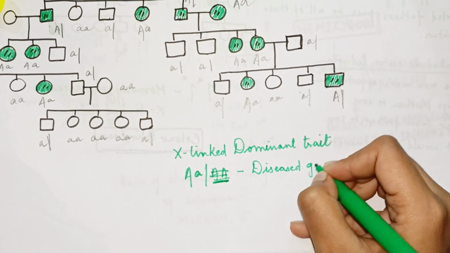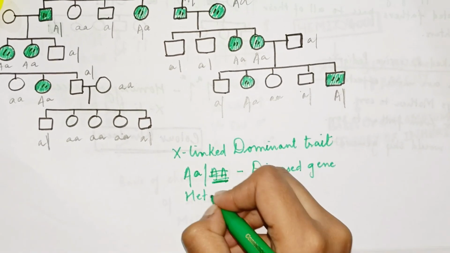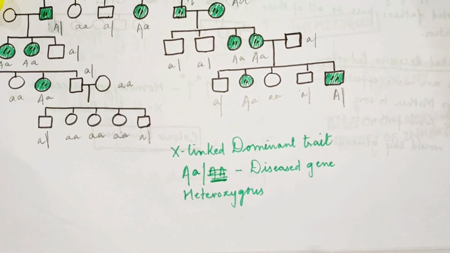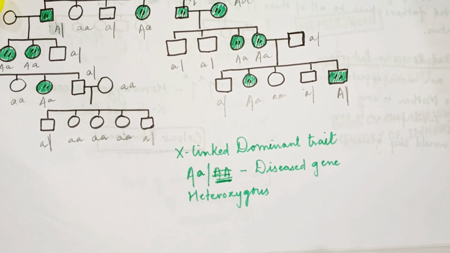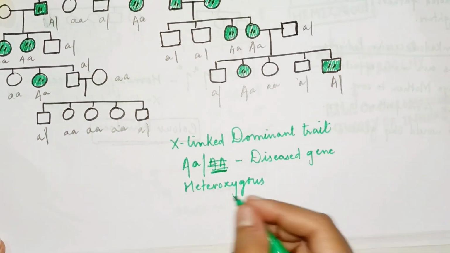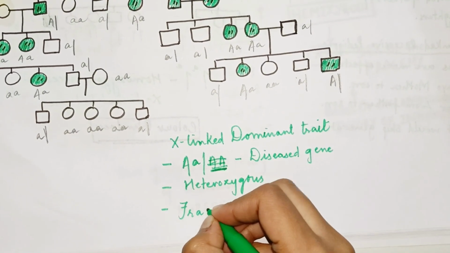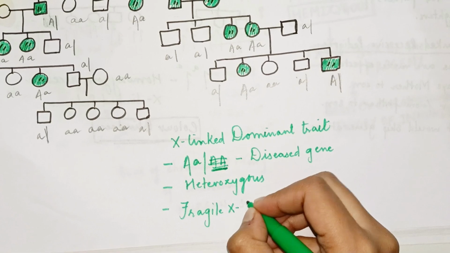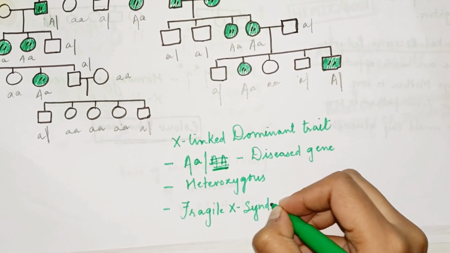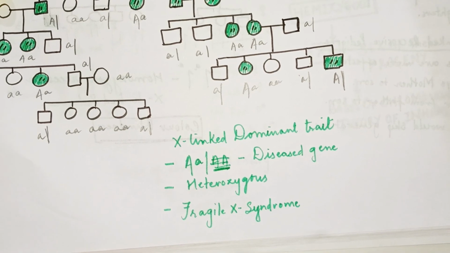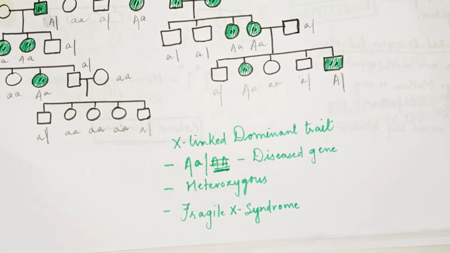Diseased gene, heterozygous. So there can be two to three types of questions. Is it heterozygous? What can be the gene? What is the nature of the pedigree? This is an example of fragile X syndrome. There are other examples of X-linked traits like hemophilia, Hunter syndrome, etc. So this was all about pedigree solving.